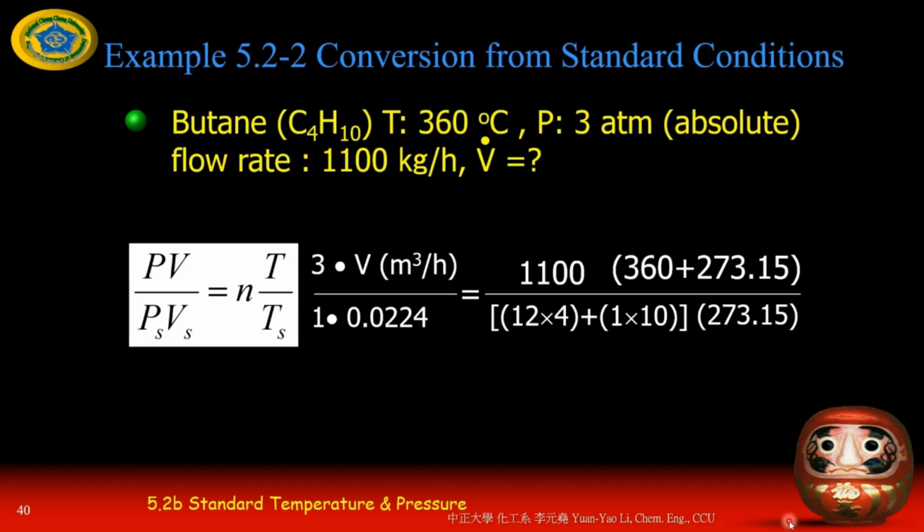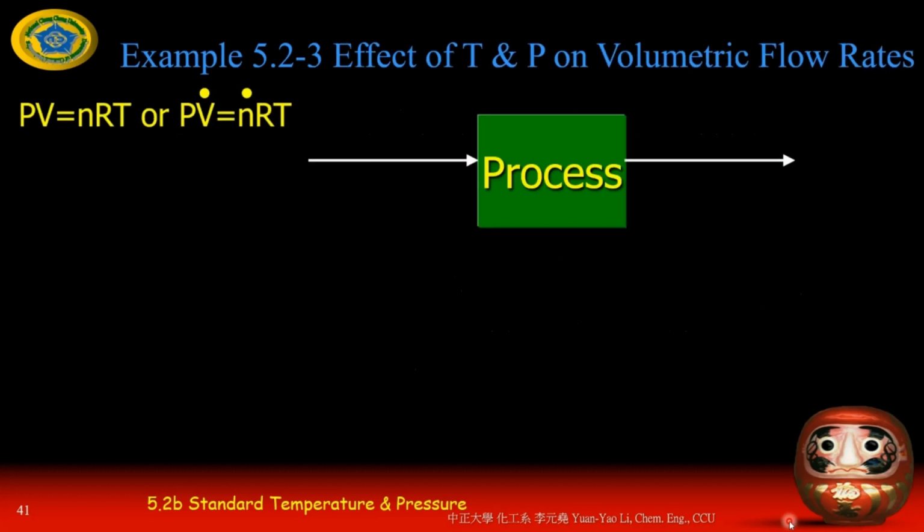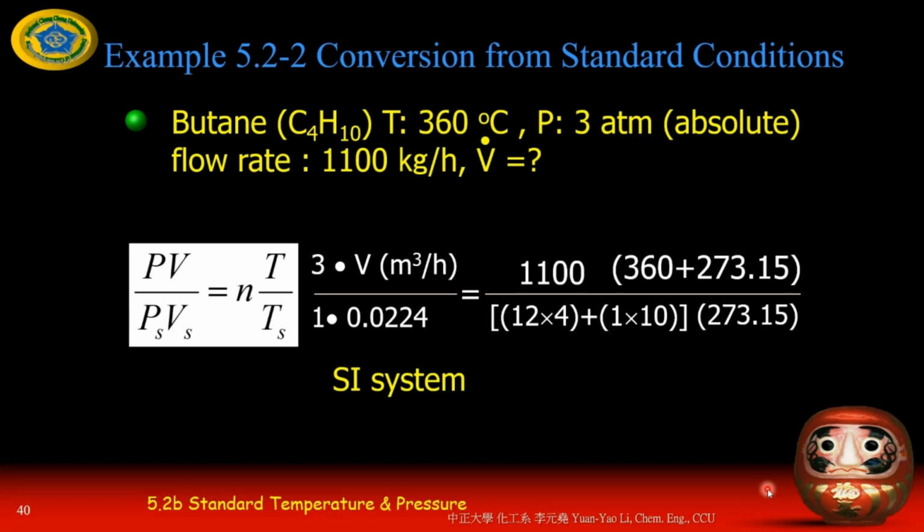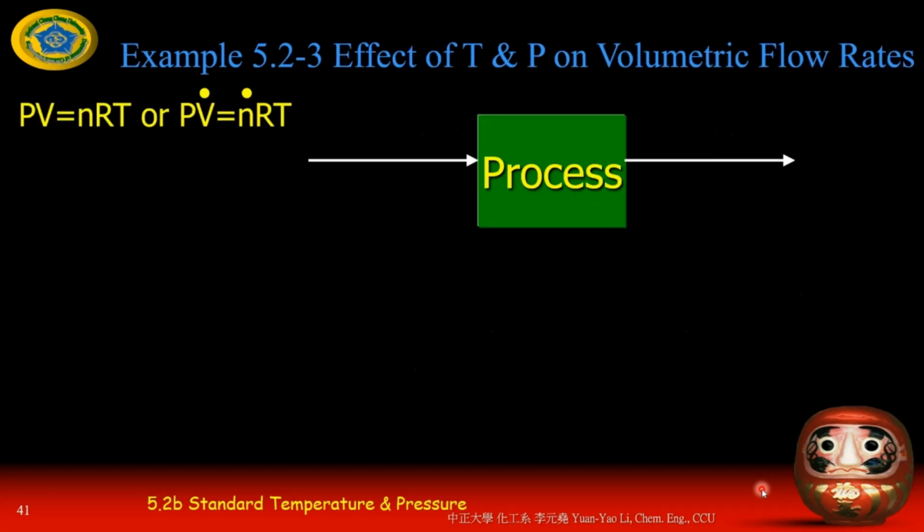Okay, so this is the SI system. I'm sure you got an answer, right? Not difficult at all. Regardless of the gas constant, you can use this equation to get an answer. Okay, so the next example is 5.2-3, effect of the temperature and pressure on volumetric flow rate.